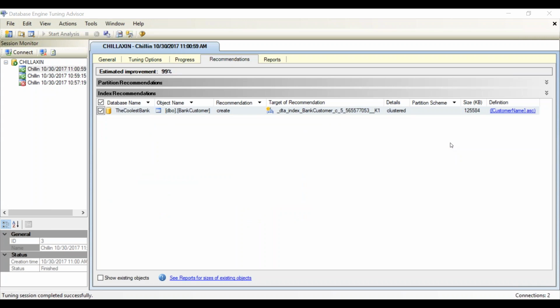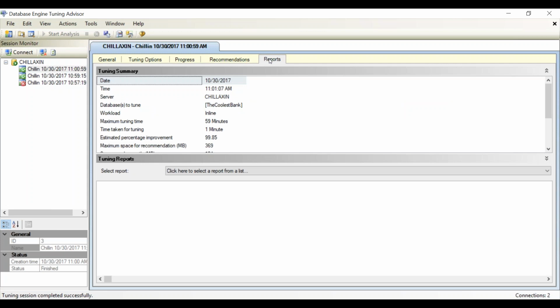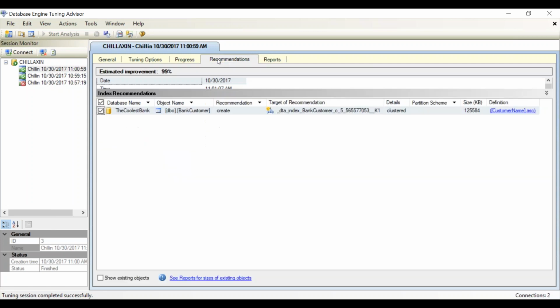And as we can see in this, it is suggesting that we create an index, and the estimated improvement is going to be 99% in terms of performance. So this is not only showing us what we need to do, but telling us how much time we will save, or how much of an improvement that would be by creating this index. Well, okay, Database Engine Tuning Advisor, you sold me on the idea that I need to create an index. How do I get that script?